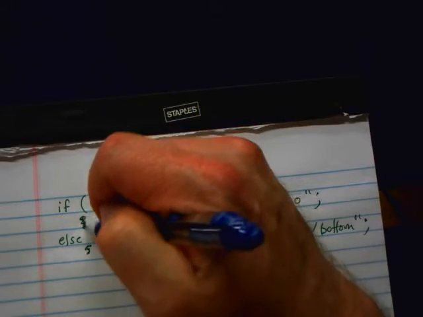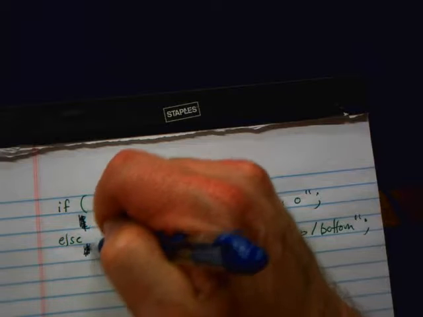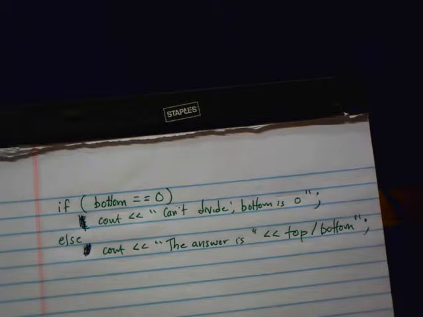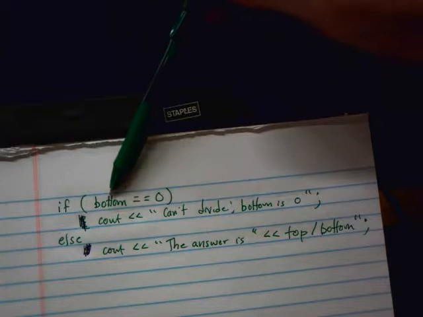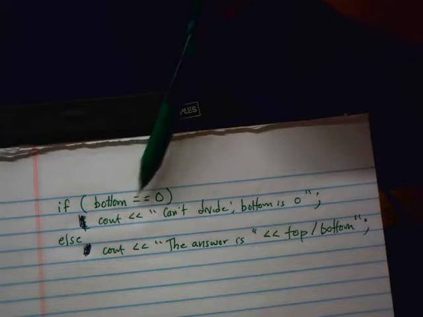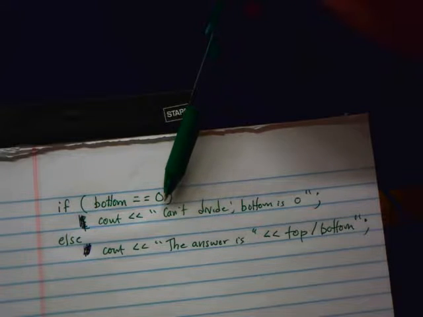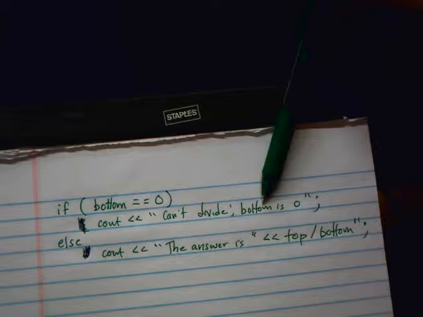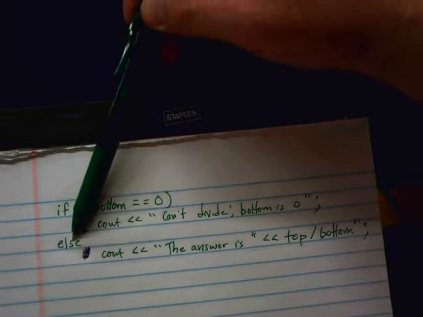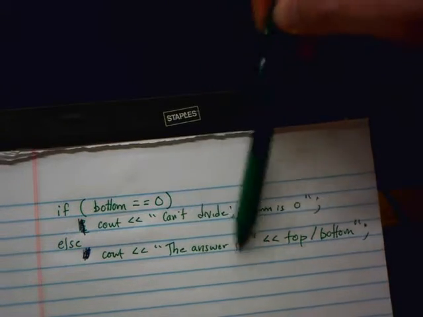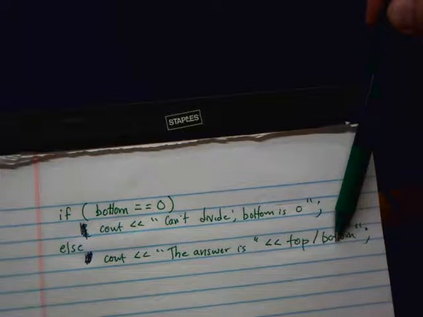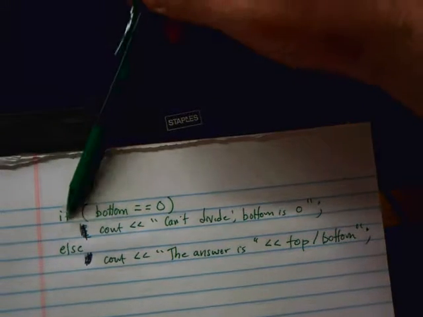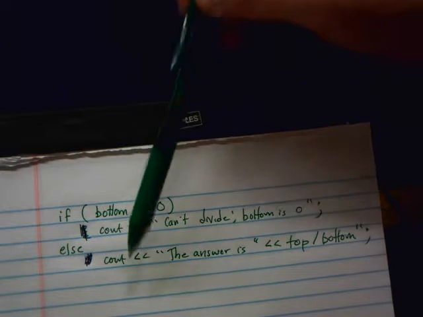And these squiggles here, the teacher wrote the wrong thing, so ignore these. Those are nothings. So what's this going to do? It's going to test whether the bottom is equal to 0. If the bottom is equal to 0, it's going to say, I can't divide. But if the bottom is not equal to 0, it's going to divide and give the answer. So that's very common, that you use if and else. You do one thing when it's true and a different thing when it's false.